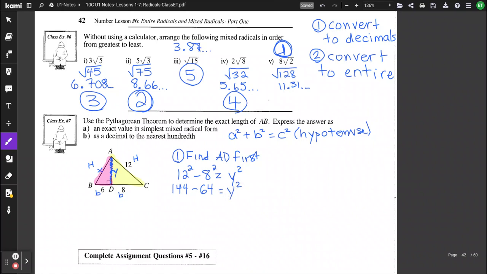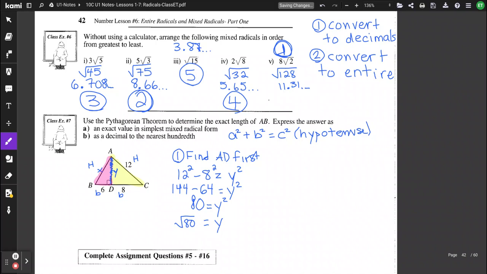So 144 subtract 64 is 80. Let's see, 14 minus 6 is 8, so 80. And that's y squared. Well, what is the opposite of the squared sign? Square root. So now I need to root 80, and that's going to give me y. That loses the square on y. Now we can solve for y.